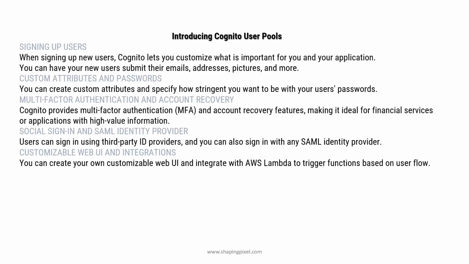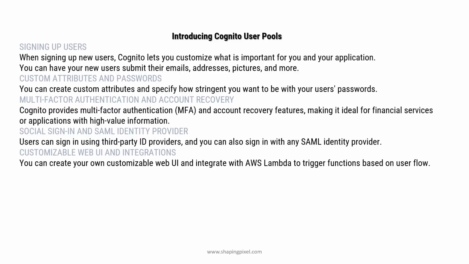Introducing Cognito user pools. When signing up new users, Cognito lets you customize what is important for you and your application. You can have your new users submit their emails, addresses, pictures, and more. You can create custom attributes and specify how stringent you want to be with your user passwords. Cognito provides multi-factor authentication and account recovery features, making it ideal for financial services or applications with high value information.